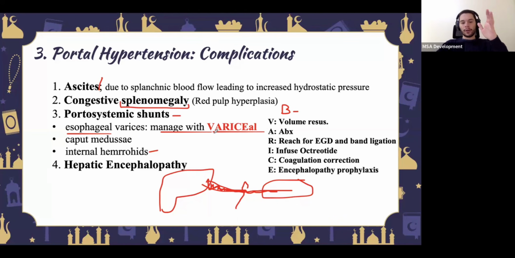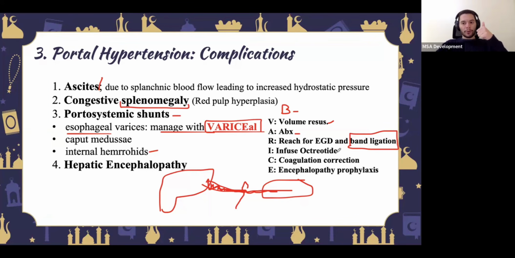You do VARICEAL, which is a mnemonic I got from your lectures, but it does the job. V is for volume resuscitation because they are losing blood. Antibiotics because their blood is exposed, there is bleeding, and there is exposure to outside organs or the outside environment. You have to start them on antibiotics. Then you reach for an esophagogastroduodenal endoscope and do band ligation. Now, band ligation is very high yield to remember because it is the gold standard for management of those varices.